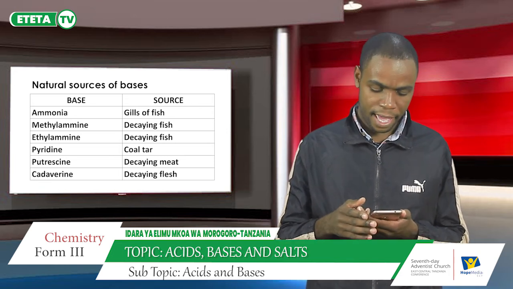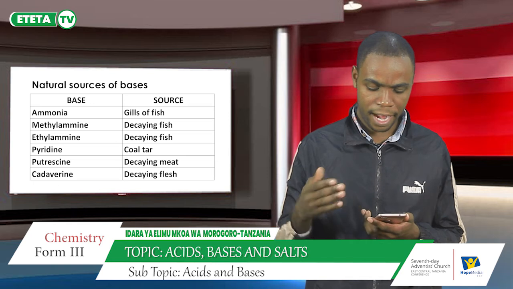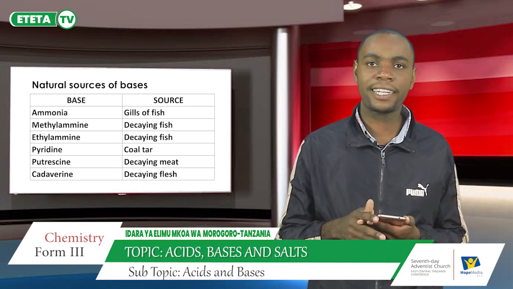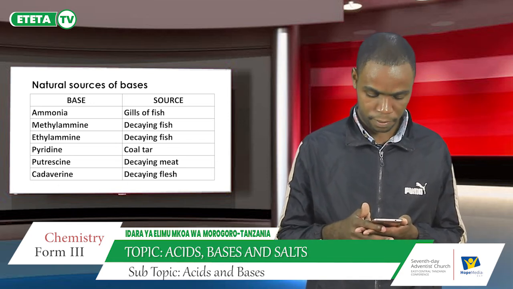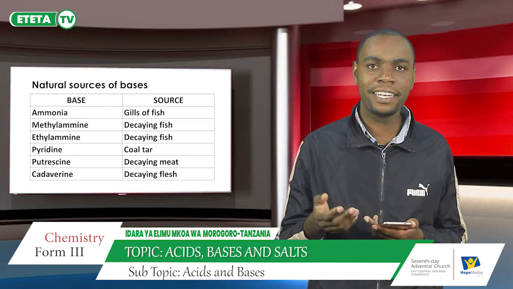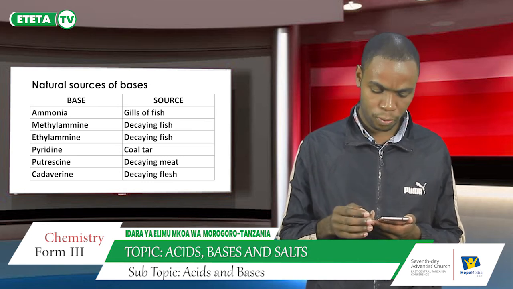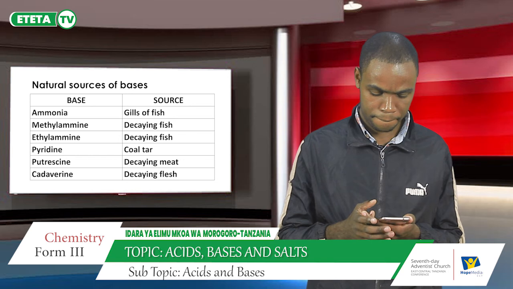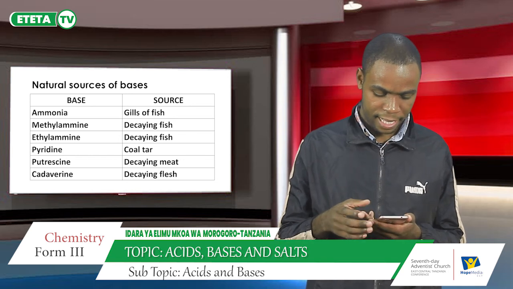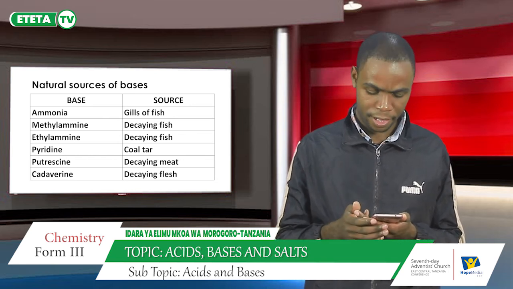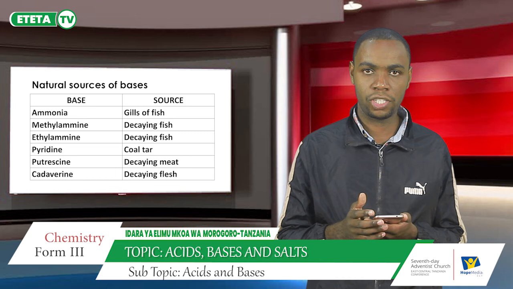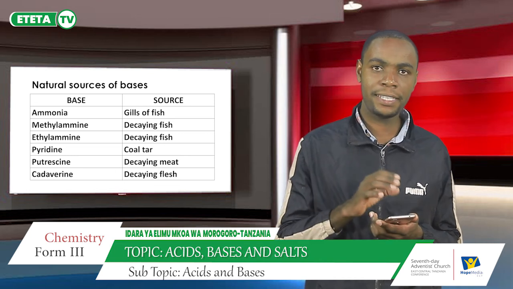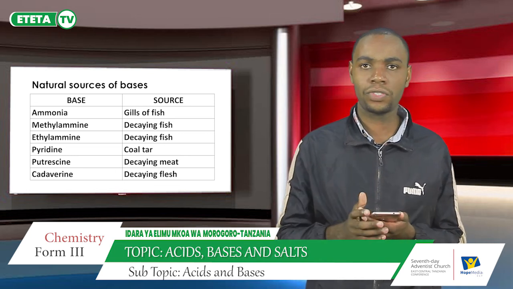Another is ethylamine. This ethylamine is also found in decaying fish. We have pyridine. This is a base which is found in coal tar. Another is cadaverine. This is found in decaying flesh. So these are some bases and their sources.